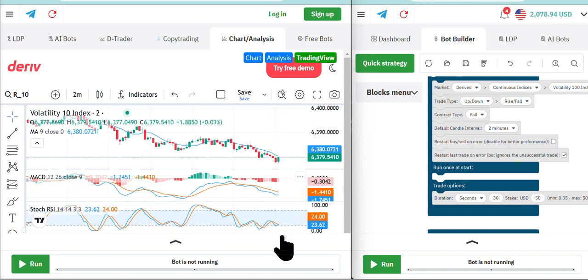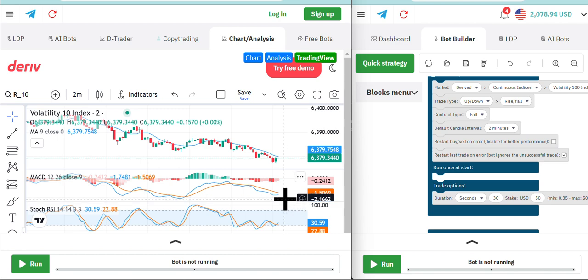But we are not going to enter this market right now, because we are only waiting for when this moving average is below these candles, and also the MACD histogram should be dark green. That is when we shall enter a rise trade. We can't enter a trade right now because the moving average is not below the candles.